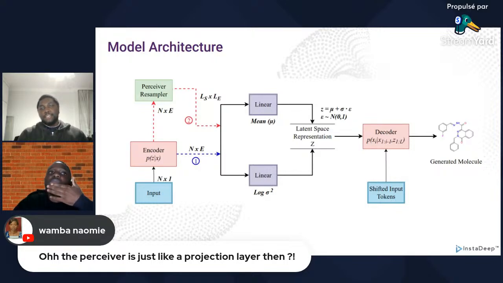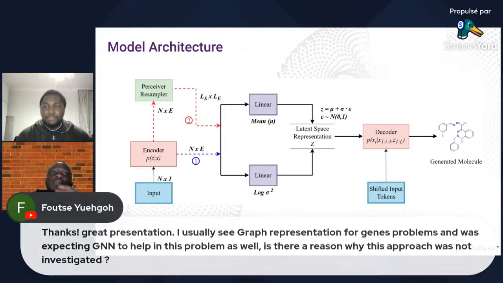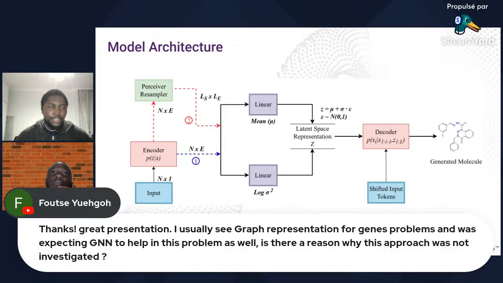Nice. Awesome. Then moving on to the next question. So Futse asks, thanks for the great presentation. I usually see graph representations for these problems and was expecting a GNN, a graph neural network, to help in this problem as well. Is there a reason why this approach was not investigated? Okay, so it's similar to the question I was asked earlier. I think I kind of answered it a little bit as well.